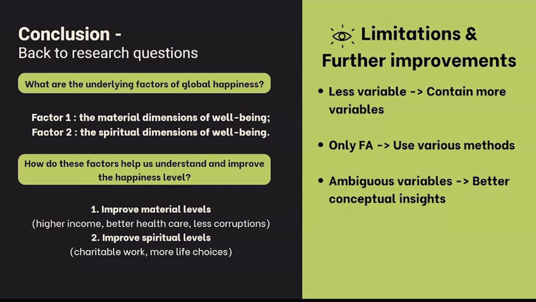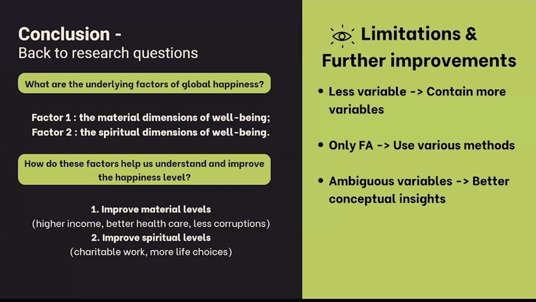For the second question, how do these factors help us to improve the happiness level? According to the first factor, we can improve the material levels, like having a higher income, better health care, or less corruption. According to the second factor, we can also improve the spiritual levels. For example, devote ourselves to charitable work or make more life choices.